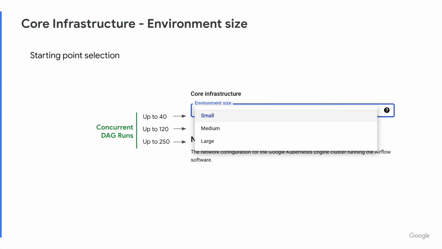Environment size selection guidance is similar to the presets covered before and depends on the number of concurrent DAG runs, among other factors. Also here, this is starting point guidance, and you may need to adjust these values based on the actual usage metrics observed in the Monitoring tab.